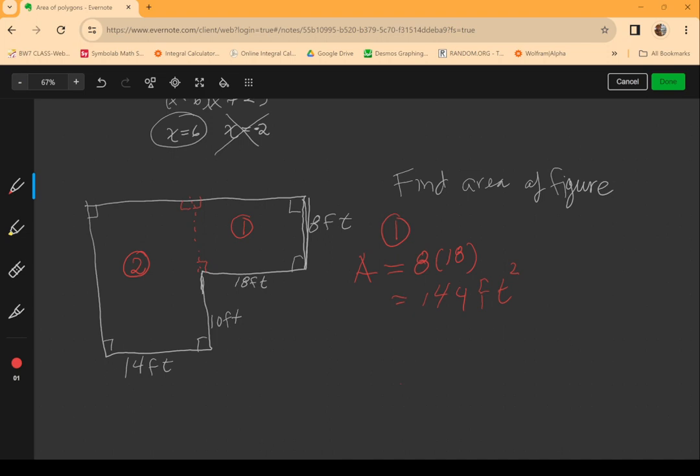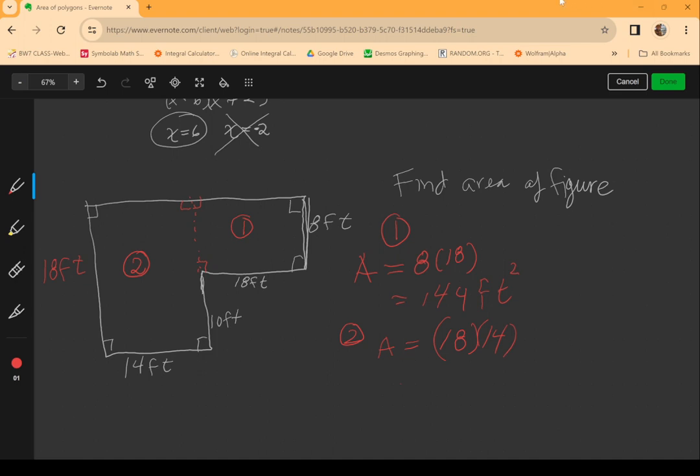All right, so now let's take a look at 2. I do know the width here is 14, but I'm not given, at least right away, the length. But it's not hard to calculate from these other two values that I'm given. From here to here is 10 feet, and then from here to here is 8 feet. So total across here we'll have 18 feet. Then the area for 2 is going to be 18 times 14.